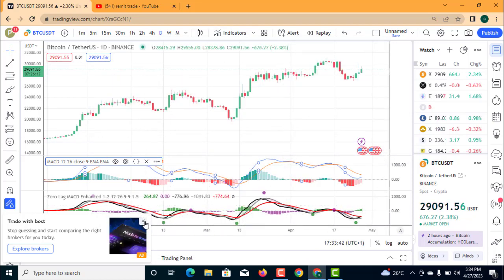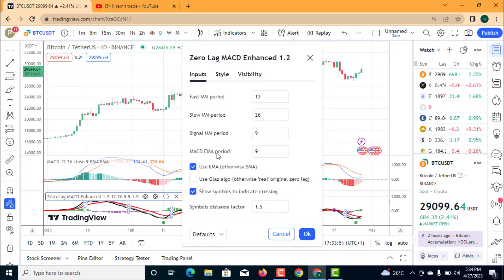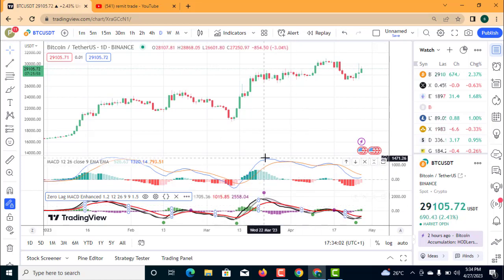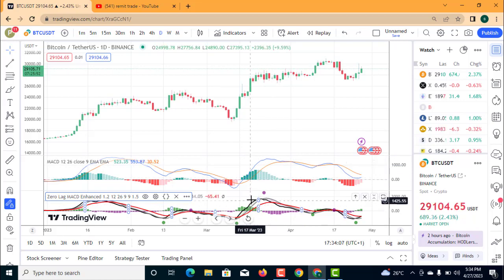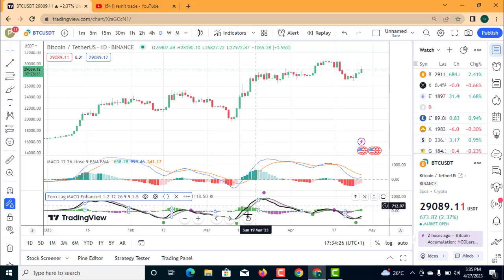One thing you have to do as well is to come back right here to settings on the zero lag MACD that you've added to your chart. Then you see MACD EMA period, come back to style, and then you remove this very MACD. Why are we removing it? Because it is not needed for this comparison. Since we have the MACD line and the signal line on the normal MACD, we are only interested in the MACD line and the signal line on the zero lag MACD. So if you go to style, untick this EMA on MACD line and click OK, it will remove that very EMA line.